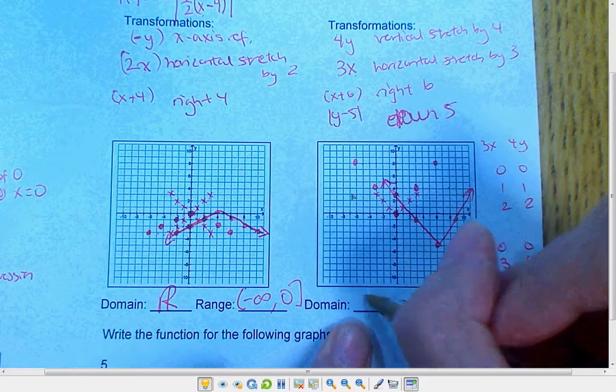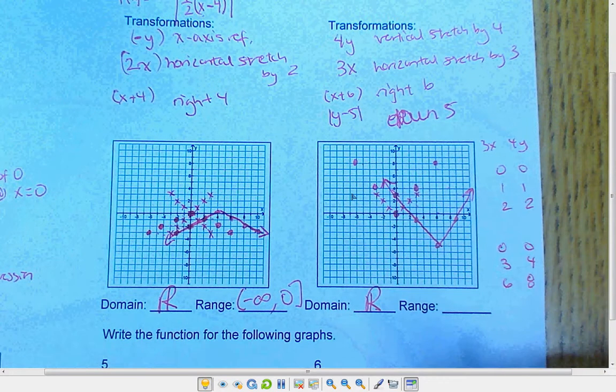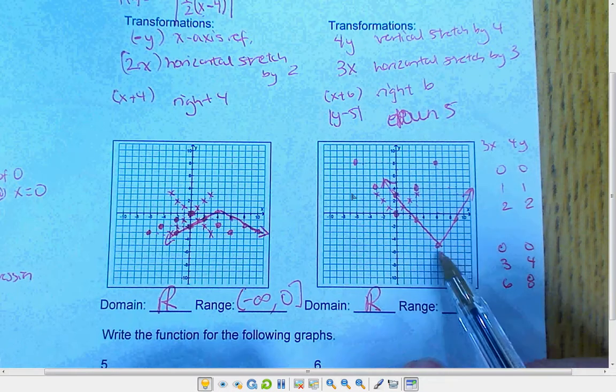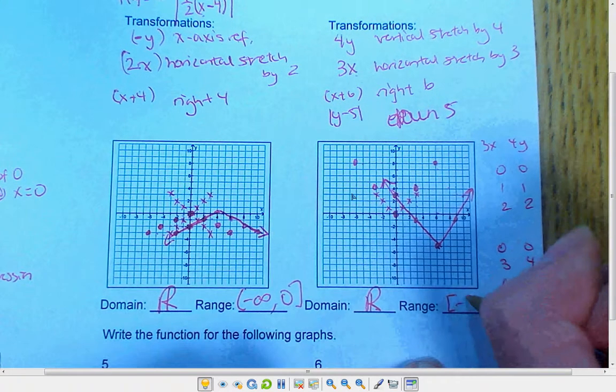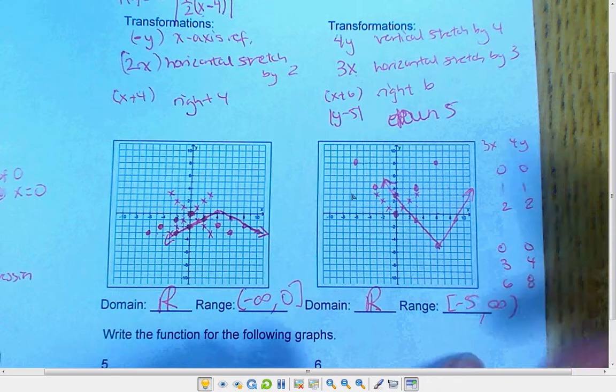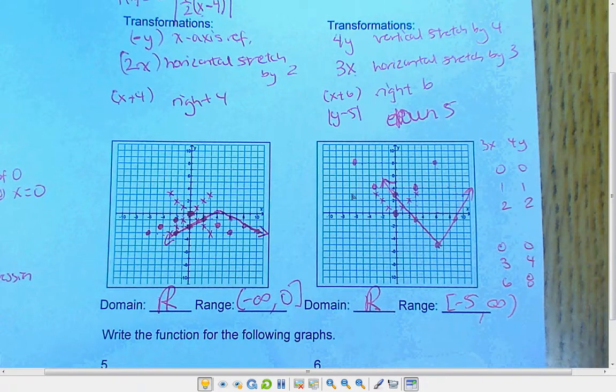And my domain is all real numbers from the left to the right, goes on forever. My range in this case starts right here, which is a y value of -5, and it's going to go on until infinity because it points up.